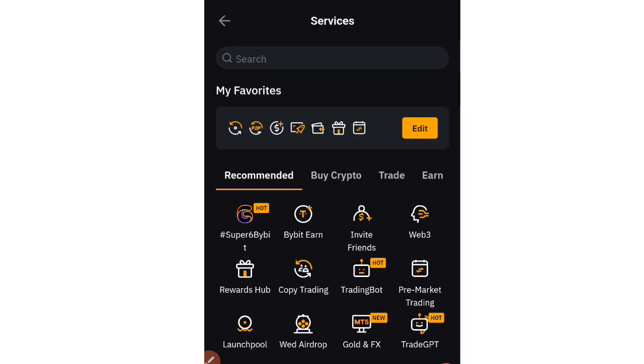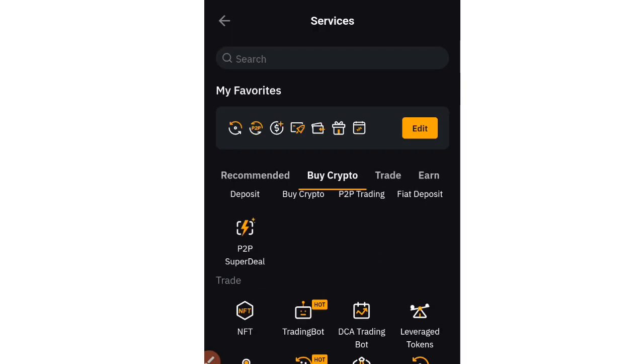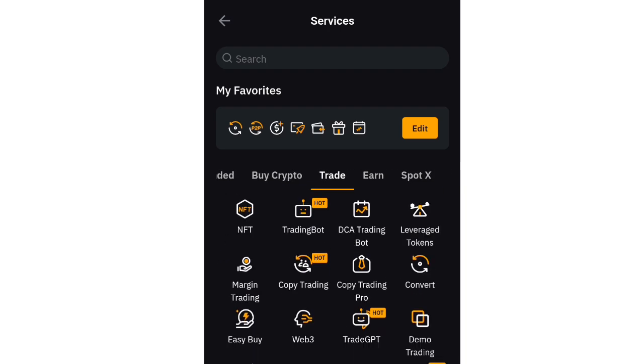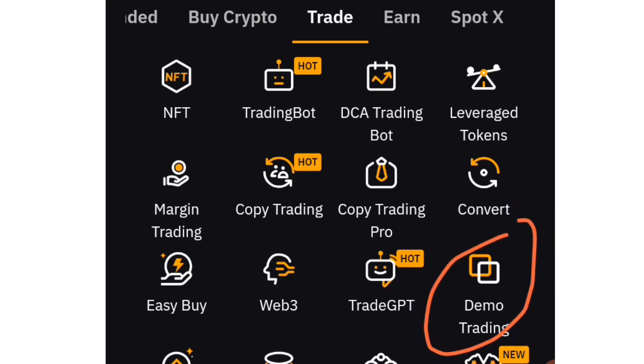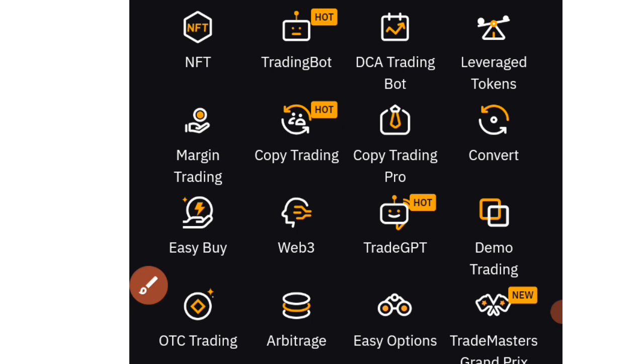Then you look for demo. You can see demo over here. Demo trading means demonstration trading. This is not real trading. It is just where you demonstrate and check some things as a beginner before you begin to trade live, before you begin to use your real money to trade. So you click on demo.